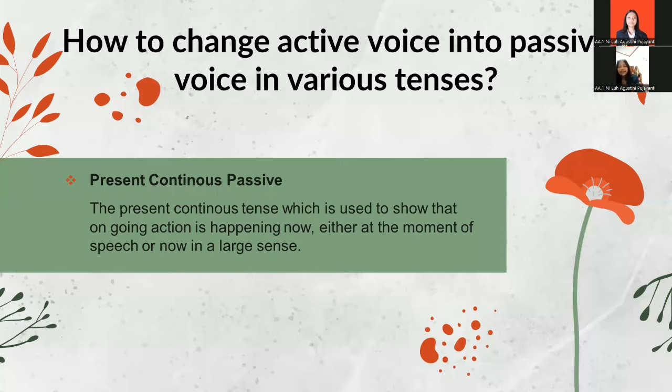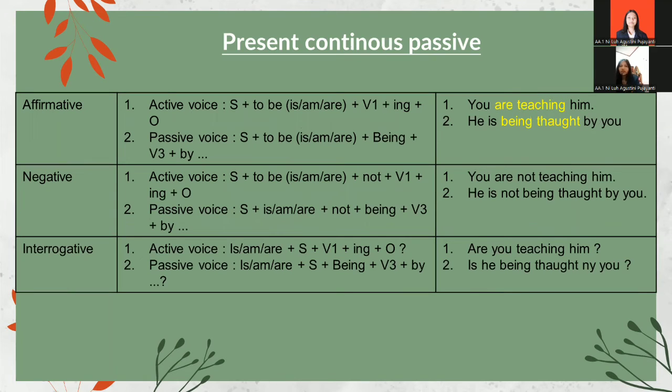The next, present continuous passive. The present continuous tense is used to show that an ongoing action is happening now, either at the moment of speech or now in a later sense. The structure of present continuous, you can see on the screen.